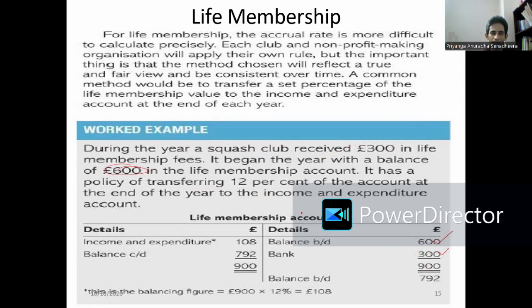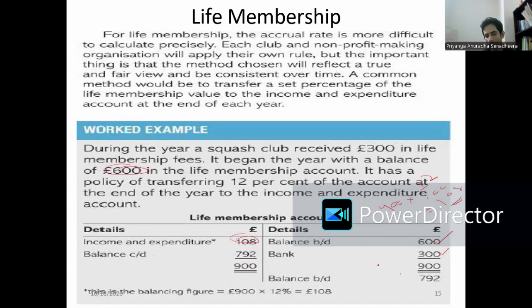Their policy is transferring 12% of the account at the end of the year. So since we have 900, 900 times 12%, you get the answer 108 pounds. So this is the amount we need to write, 108, and this will be transferred to the income and expenditure account. And remember, after that, you have to balance off. So when you balance off, balance with 792 carried down and 792 brought down. This is the way you need to prepare your life membership accounts.